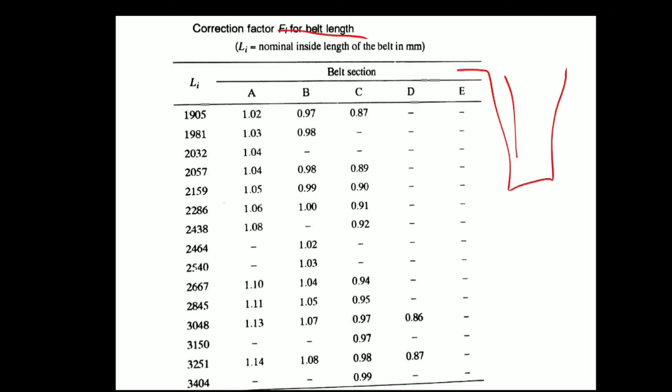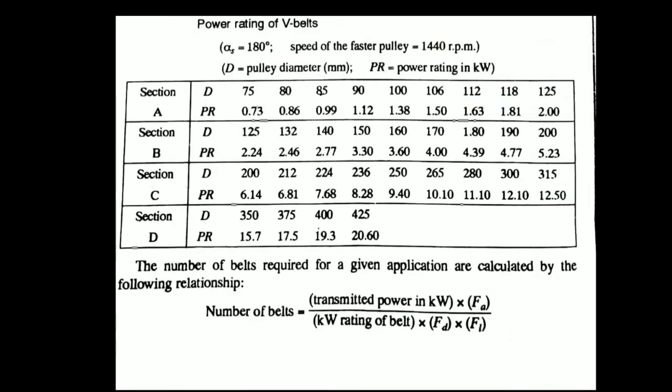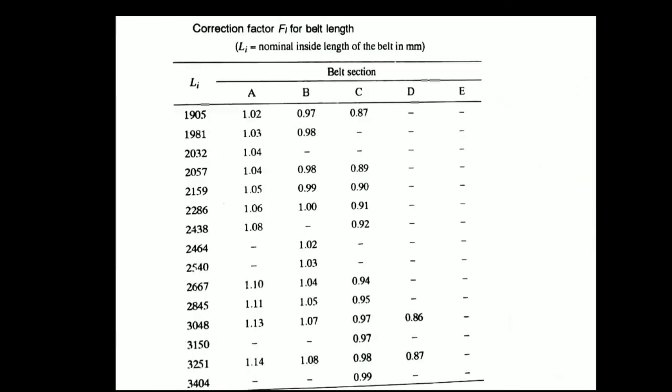Next will be, as I told you, the corrected length, because inside length we cannot measure. So that length we need to find out from the manufacturing catalog. This is Li, inside length. Suppose the C cross section is selected as we have assumed, and we will get the value of Li, the inside length, directly. I'll show you here.